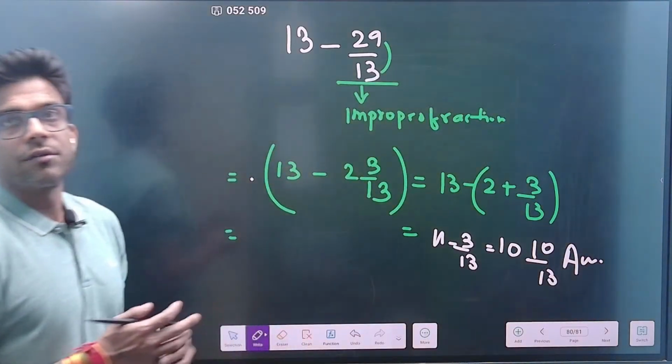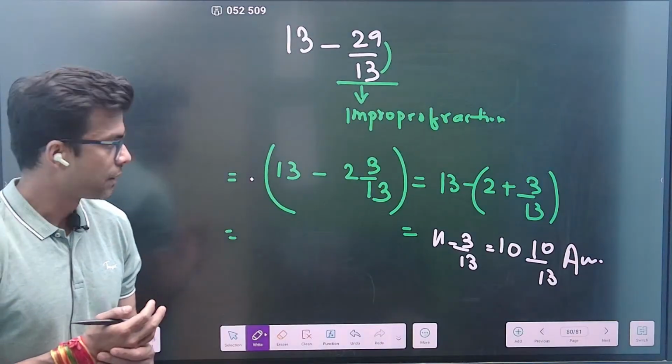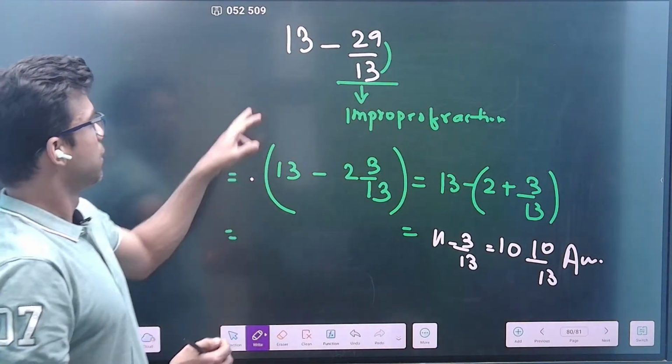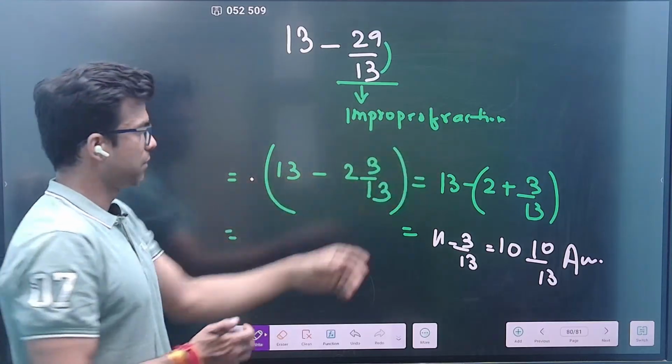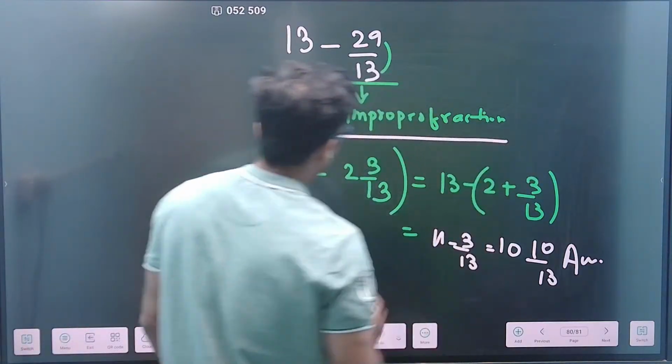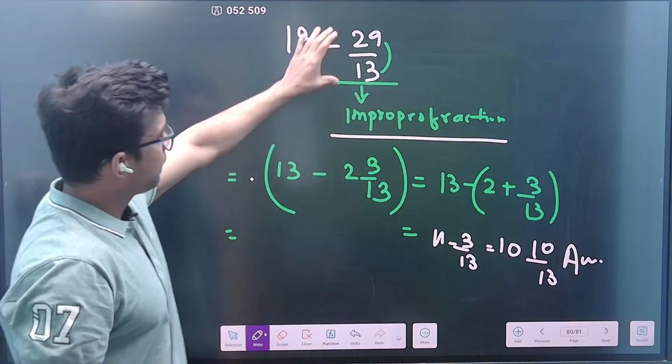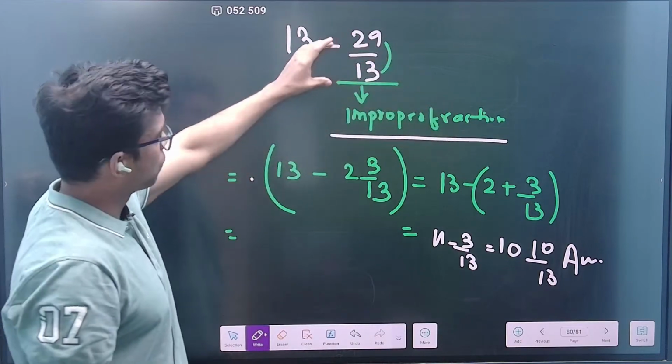I hope this makes sense to everyone. Is it clear? Let me repeat one more time. My point was to subtract a number, correct? And subtract an improper fraction. My question was to subtract an improper fraction. Now, firstly, if there is an improper fraction, always go for divide.